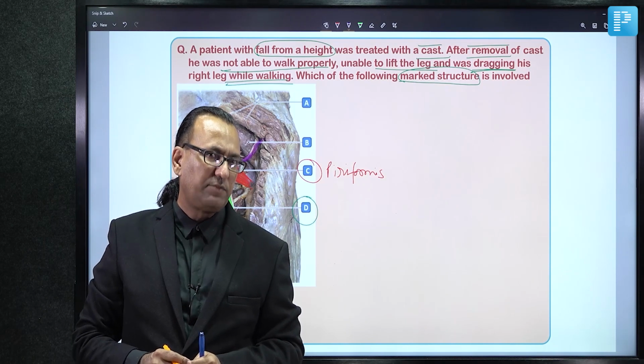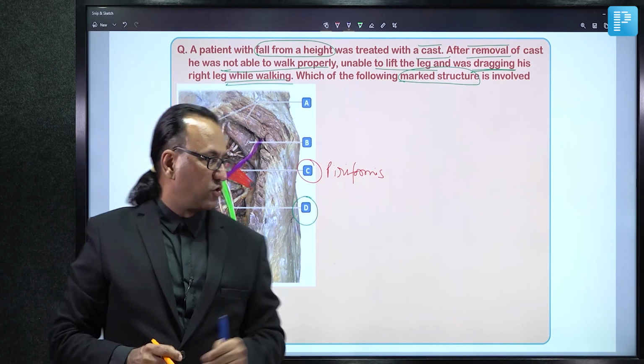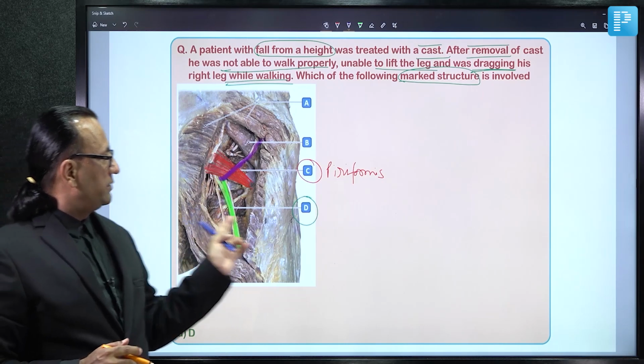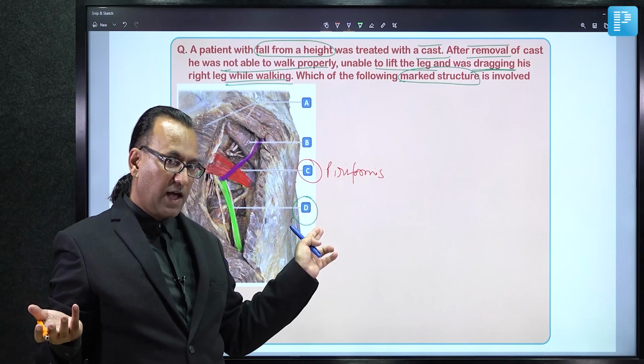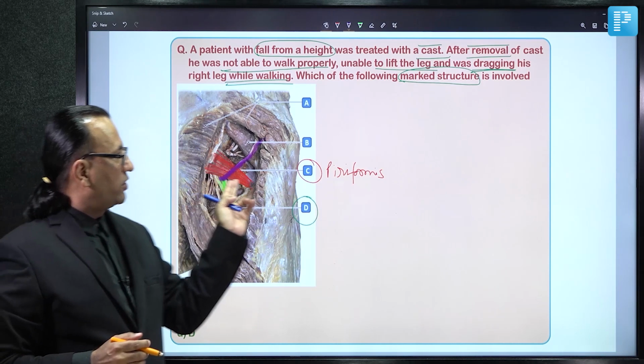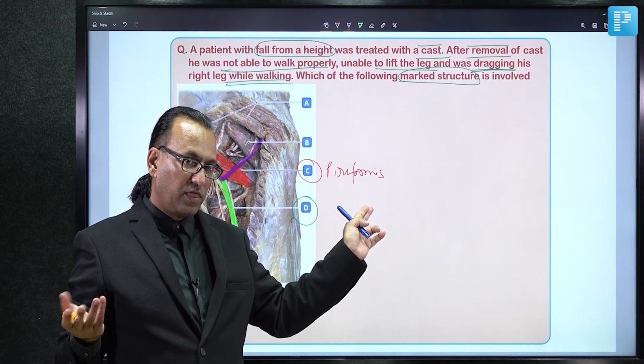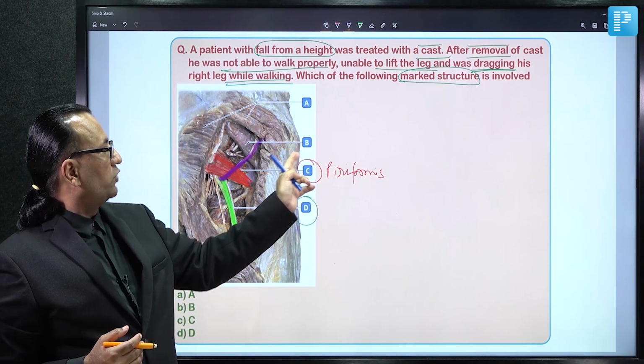The hip abductor mechanism has been compromised. So our answer cannot be choice number D because the sciatic nerve has nothing to do with that, and cannot be choice number C because even the piriformis has nothing to do with that. So then what is the answer? Choice number B or A?